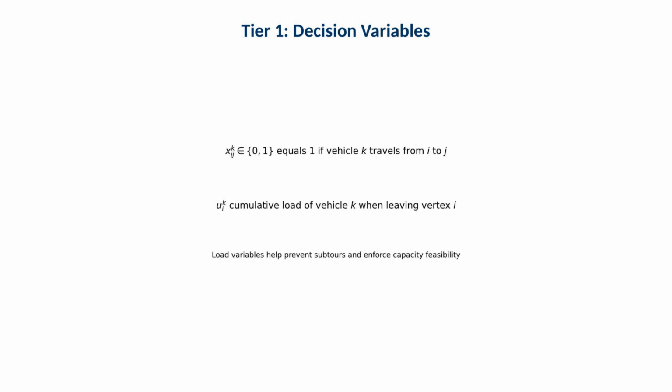The core decision variable is a binary indicator that equals 1 when a vehicle travels from one vertex to another. We also use a load variable that tracks how much demand the vehicle is carrying after leaving a vertex. Operationally, that load tracking is what prevents infeasible routes. It forces the route to respect vehicle capacity and helps eliminate disconnected subtours that do not return to the depot.